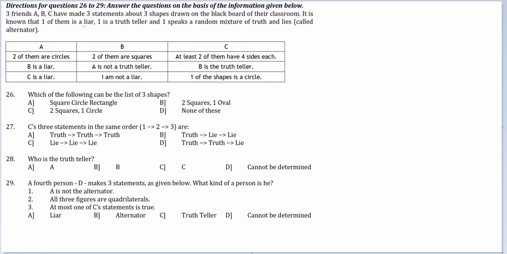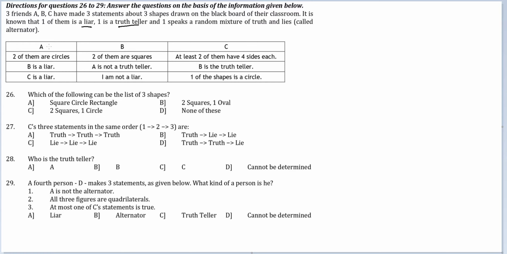Okay, so there is one person who is an absolute liar, one person who is an absolute truth teller, and one person who is a random mixture. So his three statements could be some truths and some lies. Whenever you're faced with such a situation where you have to identify the nature of people, always start off with absolute people, liar or truth teller, whatever you like.